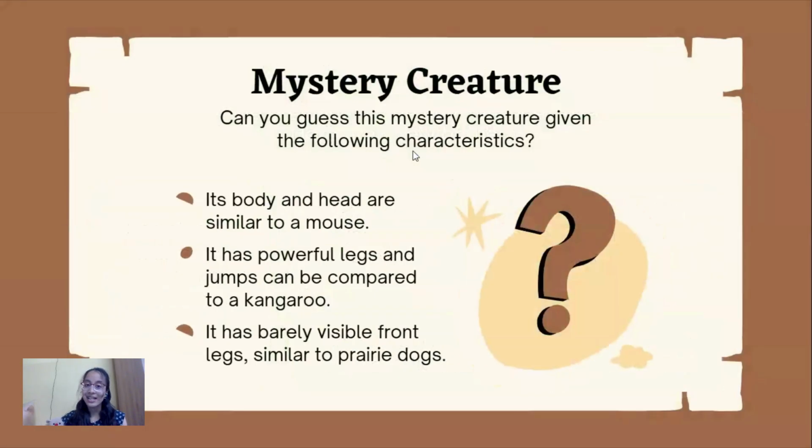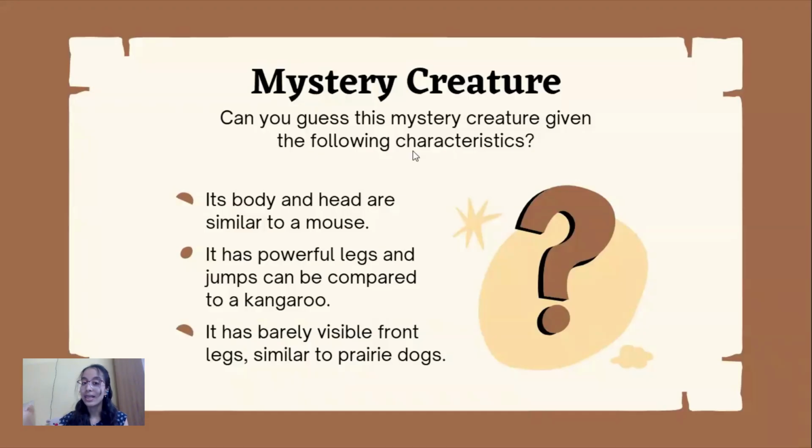Now, let's guess a thing. Mystery creature. Can you guess this mystery creature given by the following characteristics? It has a body and a head similar to a mouse. It has powerful legs and jumps, can be compared to a kangaroo. It has barely visible front legs similar to prairie dogs. Guess, guess, guess and comment down your answers below.